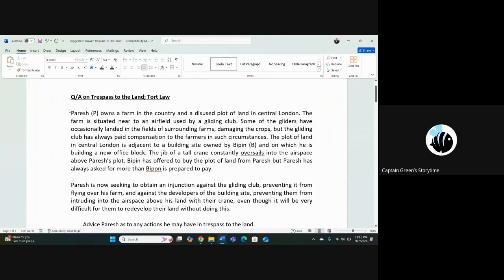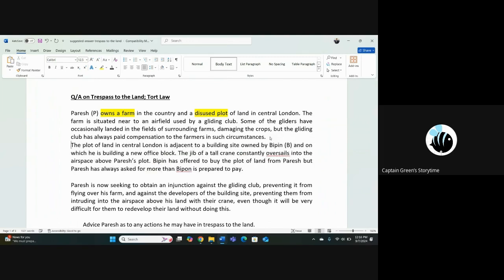Paresh owns a farm in the country, and a disused plot on land in central London. Two things: one is the disused plot and one is the central London land. The farm is situated near an airfield used by a gliding club. Some of the gliders have occasionally landed in the fields of surrounding farms, damaging the crops, but the gliding club has always paid compensation to the farmers in such circumstances. This is number one, regarding the field.